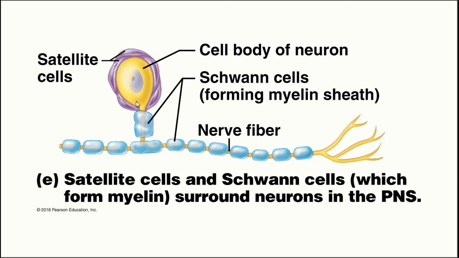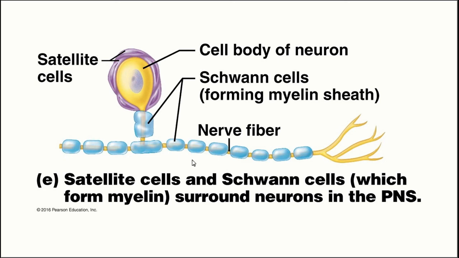Satellite cells function very similar to astrocytes, and so they help facilitate the exchange of nutrients between this neuron as well as nearby capillaries. The Schwann cells that you see wrapping the axon, you may have guessed just because they're wrapping the axon that they function very similar to the oligodendrocytes, and if you had guessed that, you are correct, because they do. The Schwann cells form the same myelin sheath that's found in the neurons of the central nervous system.